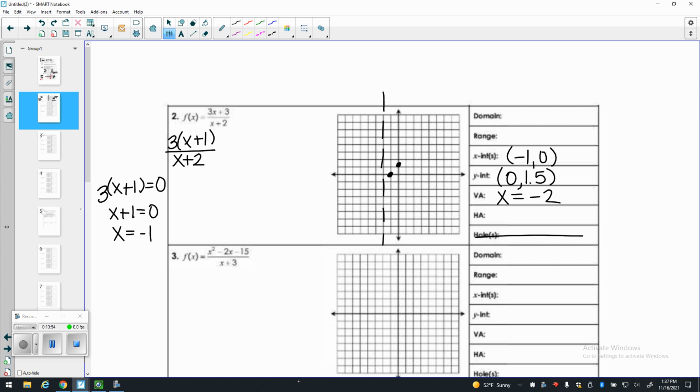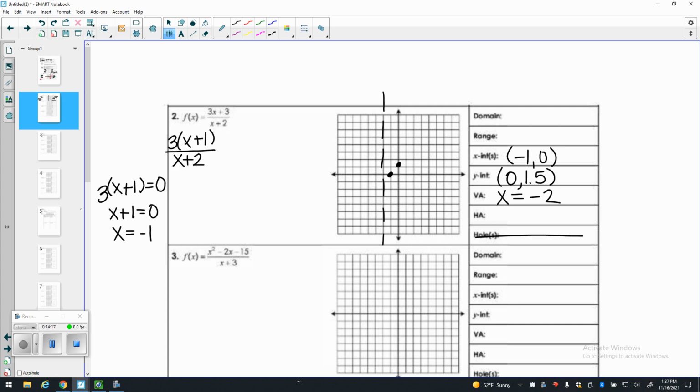Would you go with me there? Yeah? After vertical, you go horizontal. This is where you want to know: top heavy, bottom heavy, or the same. What's the degree of my numerator? 1. The degree of my denominator is also 1. Now, go back to the original equation before you factored it for your leading coefficients. It just makes it easier.